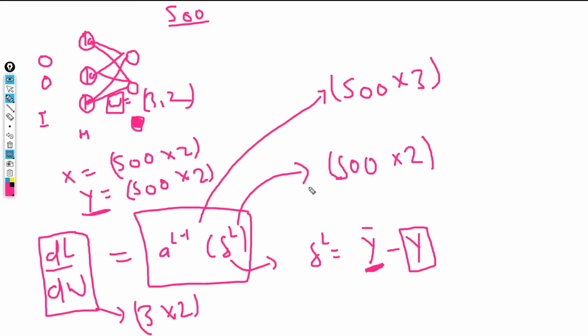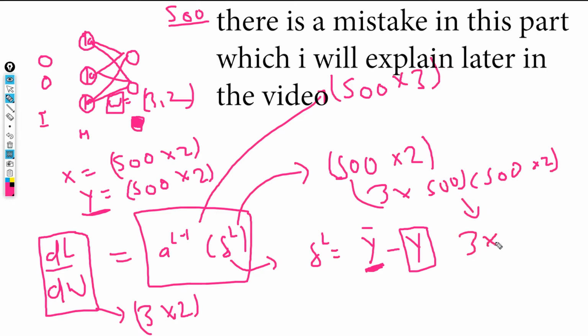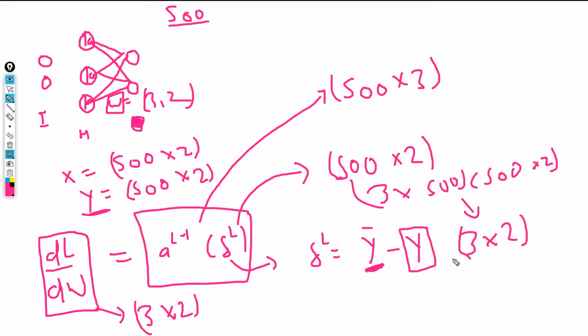Now if we multiply it directly, then we cannot multiply it like this. So in this case what we can do is take a transpose of this. So this can be 3 by 500 into 500 by 2. If we perform a matrix multiplication here, the output of this multiplication is going to be 3 by 2, which is our desired result. Okay, so this is how we are going to perform this.